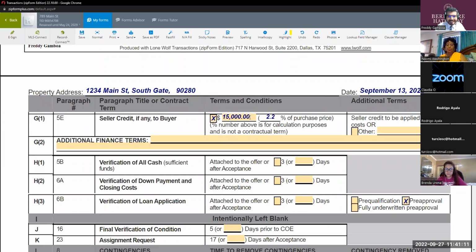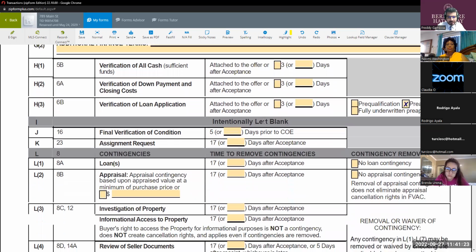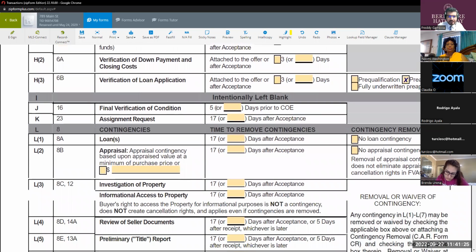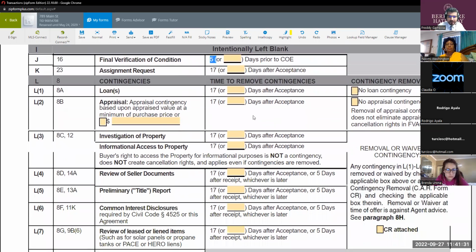On page 2, highlight their closing costs, if any. Highlight their closing costs, if any, right there. Second thing, check for their VP. If it's defaulted, leave it alone. Also check for any loan contingency, if it's selected or not. Also the appraisal as well.